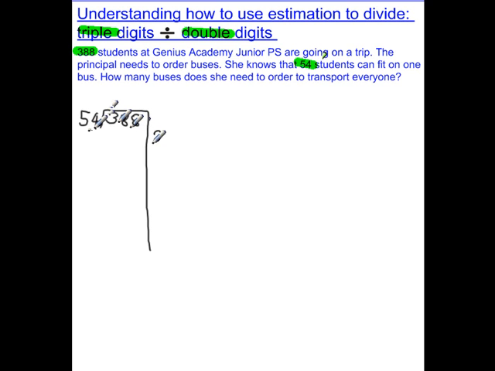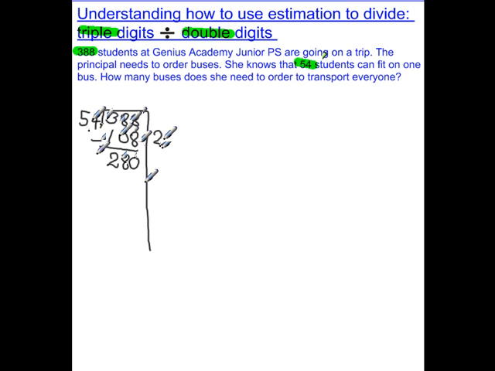Let's try it. 2 sets of 54. 2 multiplied by 54 is, well, 2 lots of 50 is 100. 2 lots of 4 is 8. So that makes 108. 2 times 54 is 108. Okay. So I've given away 108 students, or I've put 108 students into 2 buses. So let's subtract. 388 minus 108. That makes 280.